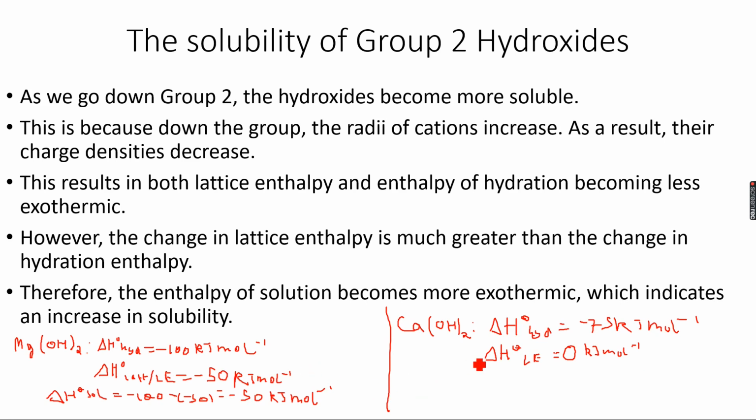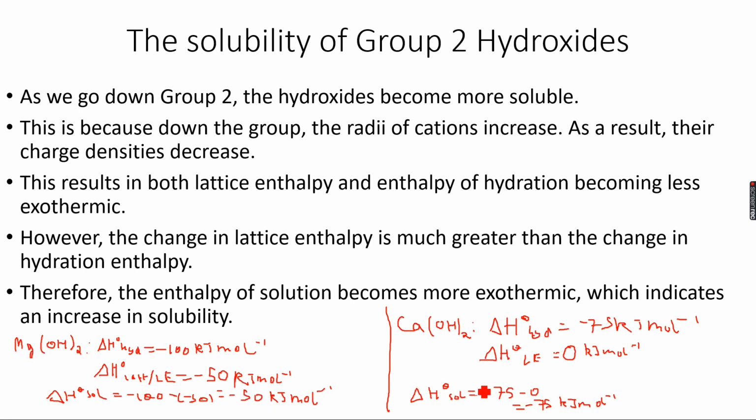And this is also because it is becoming less exothermic. So when we calculate delta H naught sol, it will be delta H naught hyd minus lat. So it will be equal to minus 75 minus 0, which is the same as minus 75 kilojoule per mole. So we can see that the enthalpy of solution has become more exothermic. So the solubility has increased, because as I said, the more exothermic the enthalpy of solution, the higher the solubility.